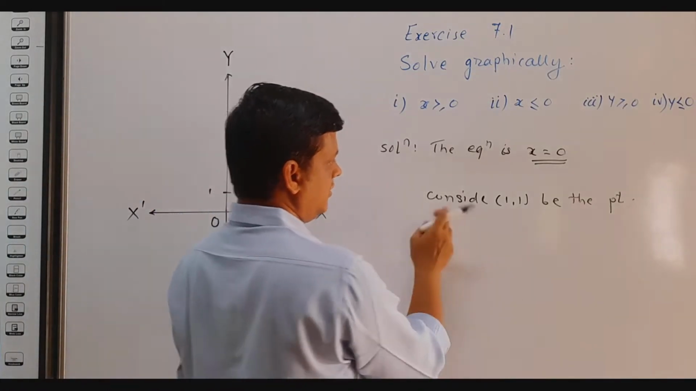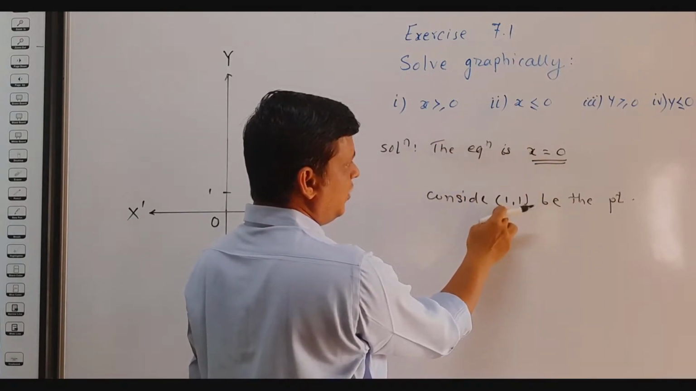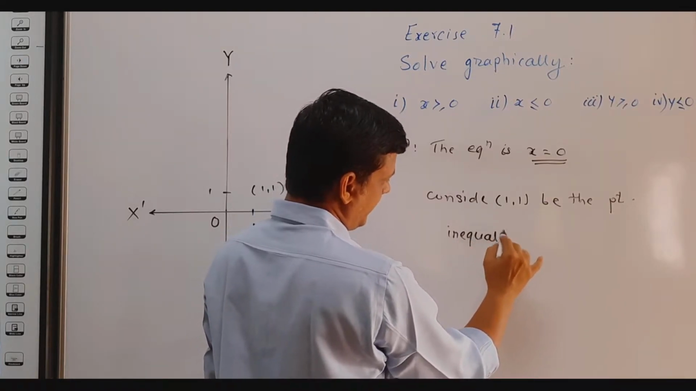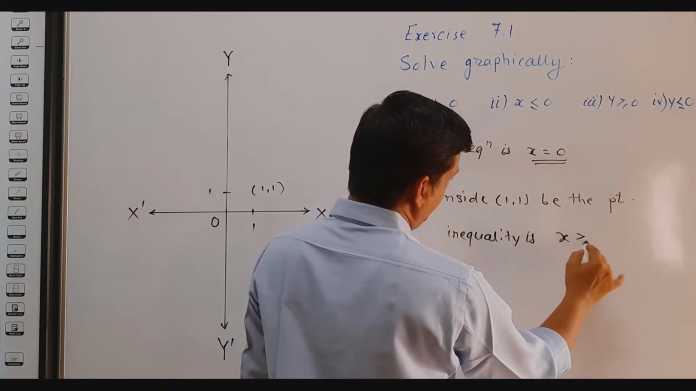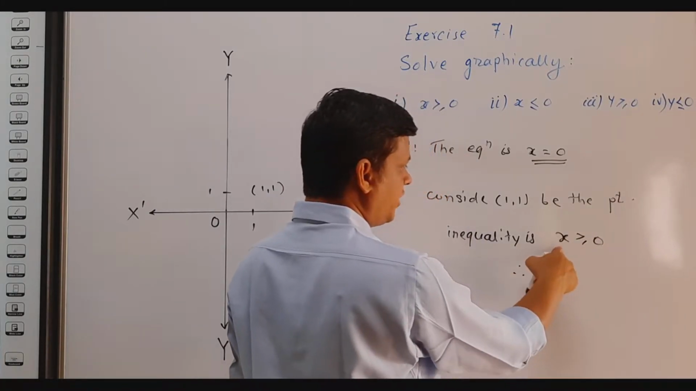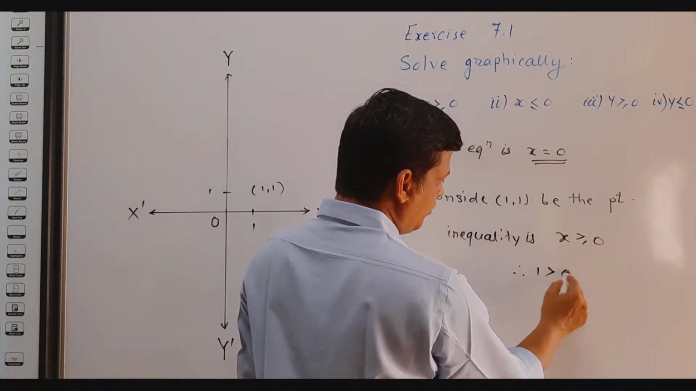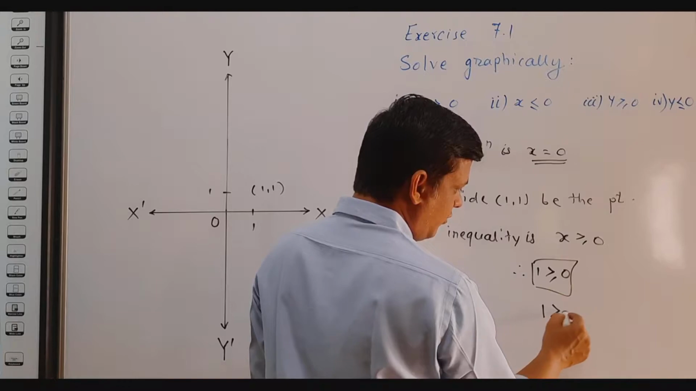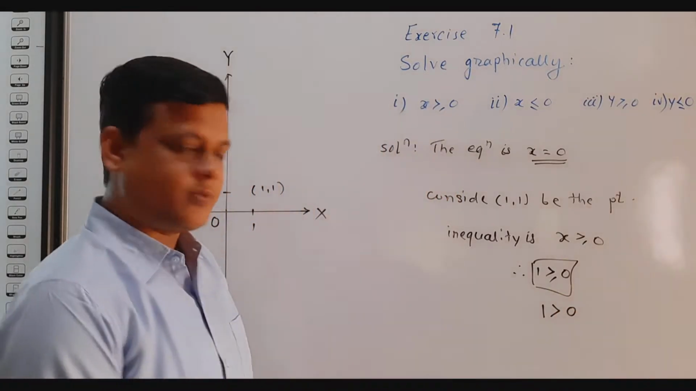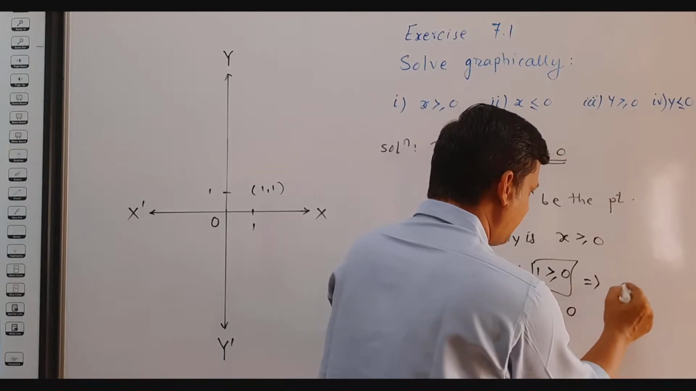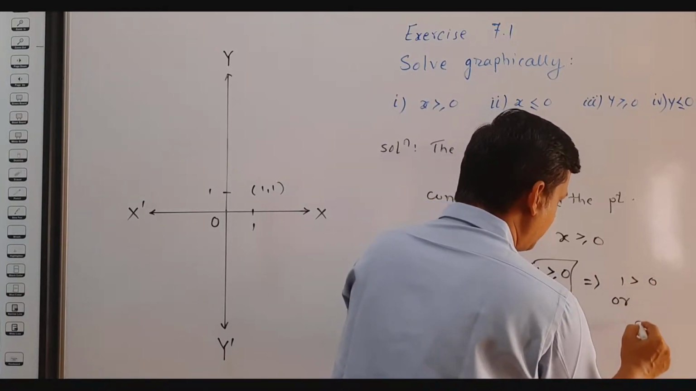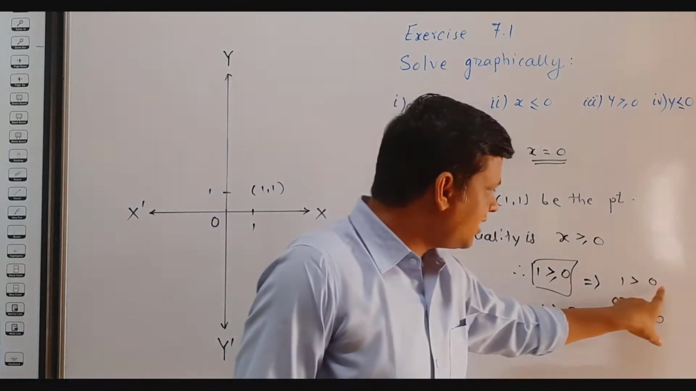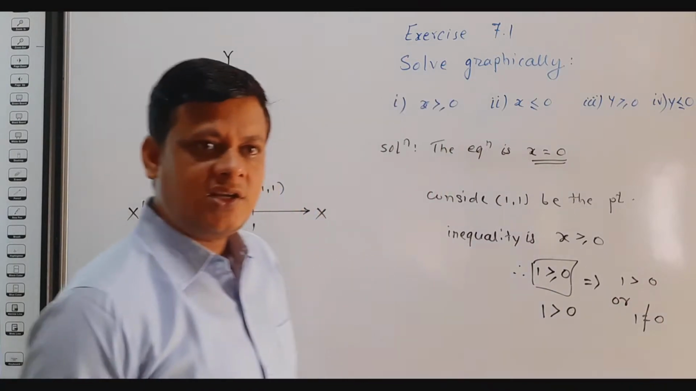Now see here, when we substitute x equals 1 in this inequality, which is x greater or equal to 0, therefore we substitute x as 1. So 1 greater or equal to 0. We know that here one condition must be satisfied. 1 is greater than 0. That means the condition is satisfied, because 1 greater or equal to 0 implies 1 greater than 0 or 1 equal to 0, and 1 is not equal to 0. So the 1 greater than 0 condition is satisfied. That means the condition is satisfied.